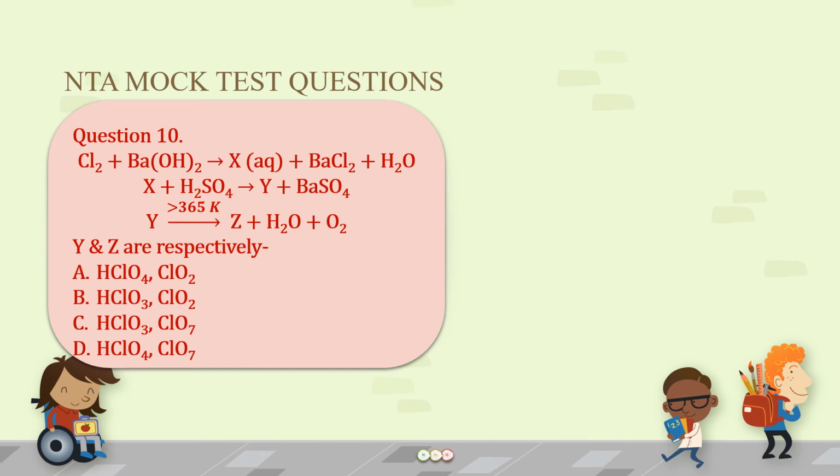Now the next question is again similar to sodium hydroxide and calcium hydroxide, but in this case the alkali is barium hydroxide. Chlorine plus barium hydroxide reacts to give us X plus barium chloride plus water. Then X plus H2SO4 gives us Y plus barium sulfate, and Y, when heated at a temperature greater than 365 Kelvin, gives us Z plus water plus oxygen.